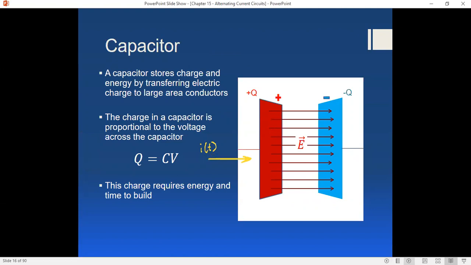Our voltage, VT, is equal to the charge on the capacitor, QT, divided by the capacitance. So what that means is that the voltage is going to become maximum by the time the current stops dumping charge onto the two plates.